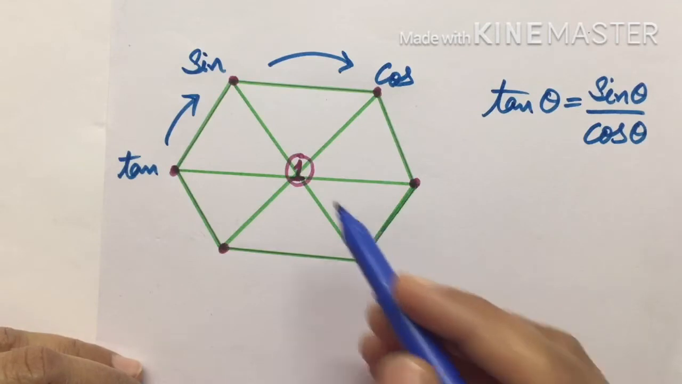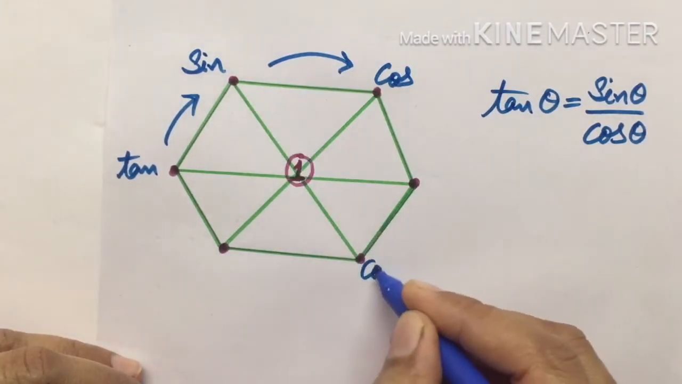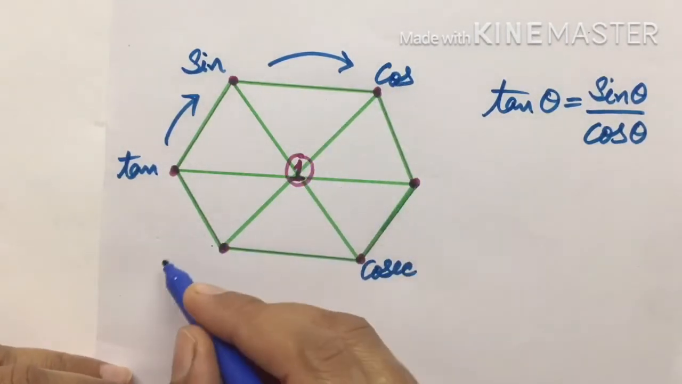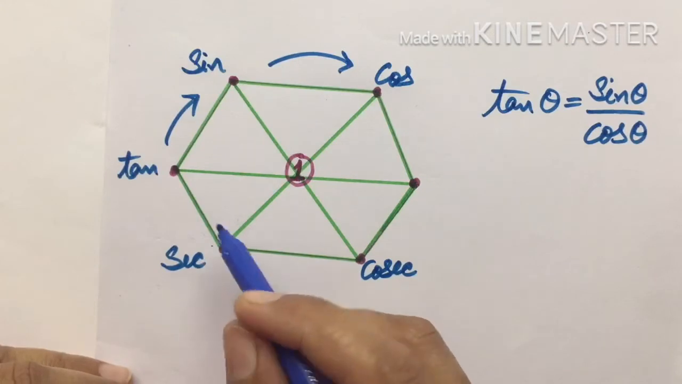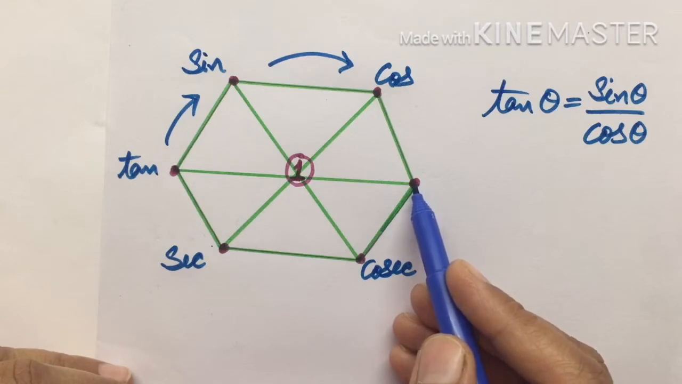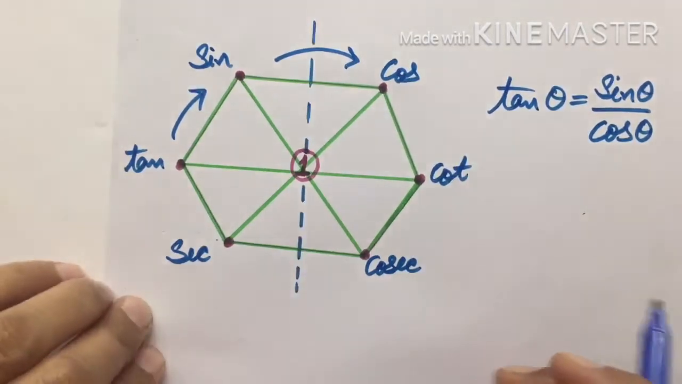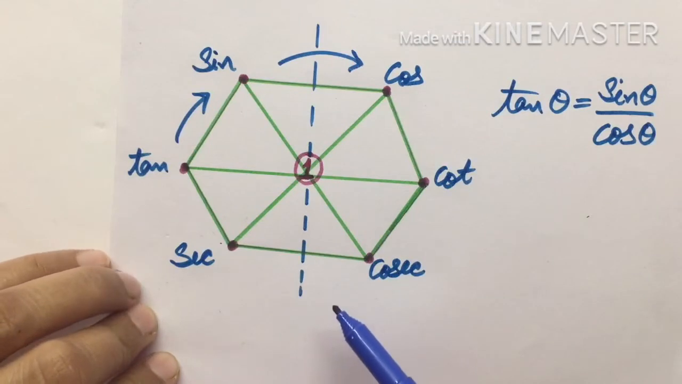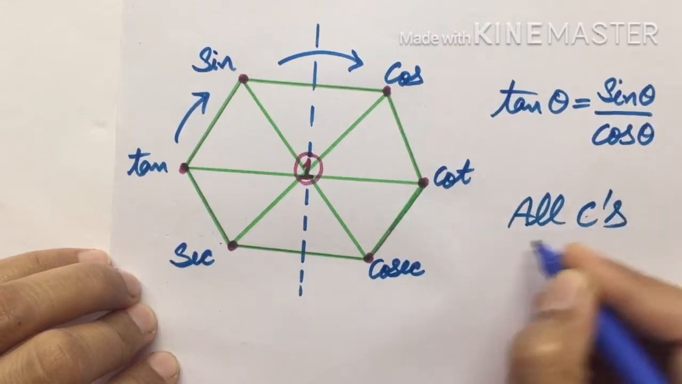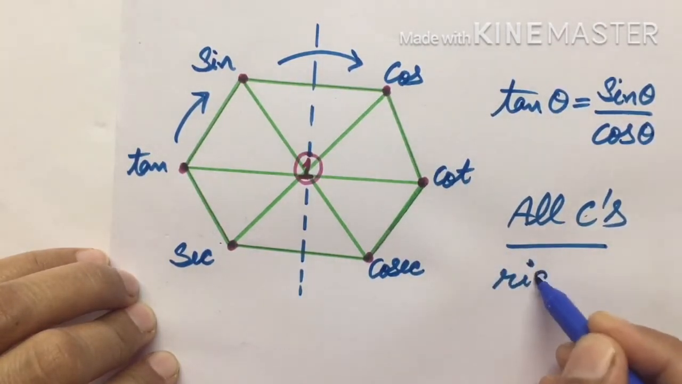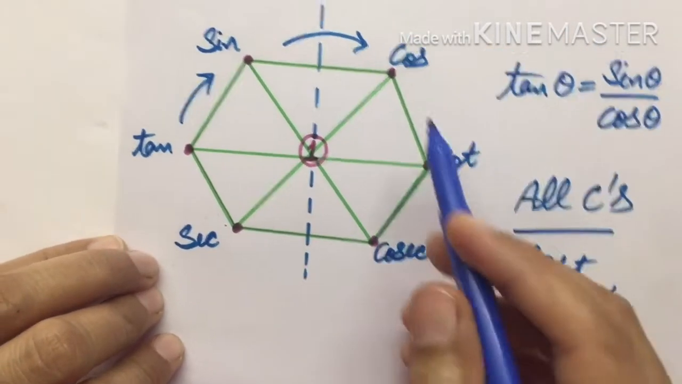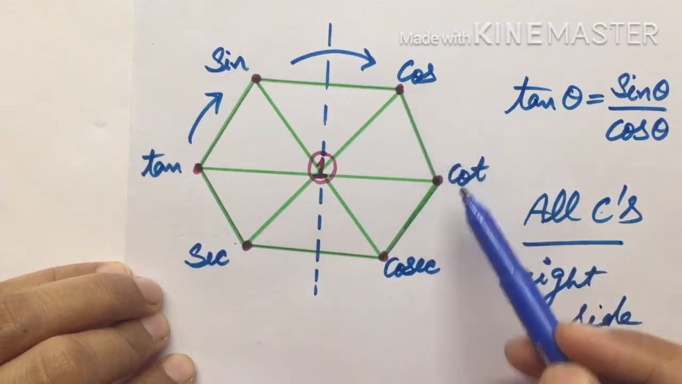We know that the reciprocal of sine is cosecant. This is cos. The reciprocal of cos is secant, so we will write secant here. And this is tan. The reciprocal of tan, we will write opposite of tan, so this will be cot. If I draw a line in between this hexagon, we can remember that all C's are on the right side of the hexagon: C, cos, cot and cosecant.